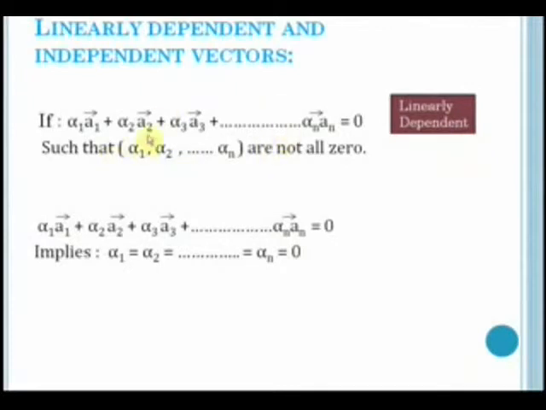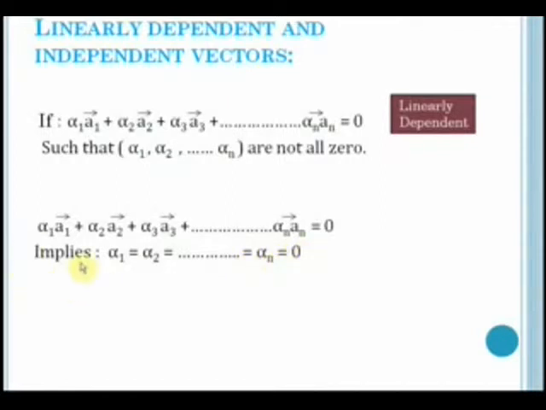Thus we see that a1, a2, a3 and so on up to an are called linearly dependent vectors in this case. Now if we say that alpha 1 times a1 plus alpha 2 times a2 and so on up to alpha n times an equal to 0, such that it implies alpha 1 equal to alpha 2 equal to alpha 3 equal to so on up to alpha n equal to 0.